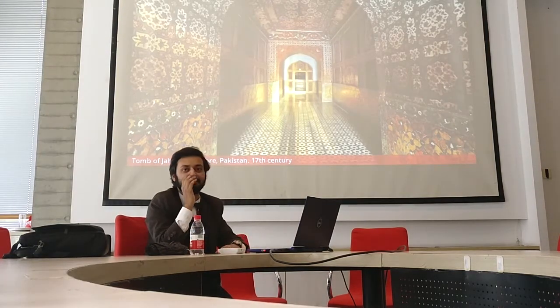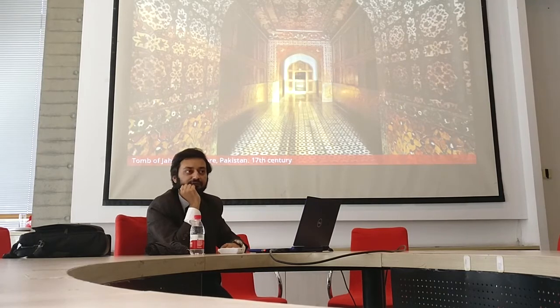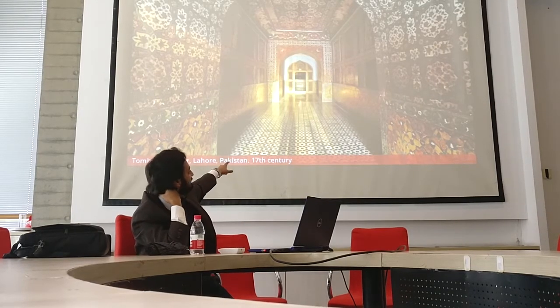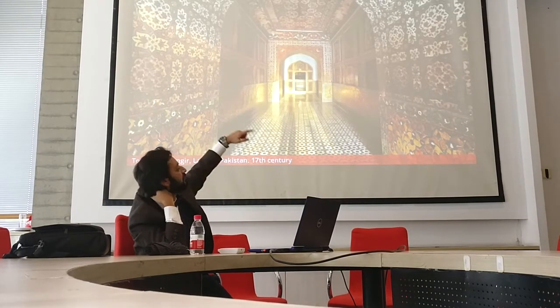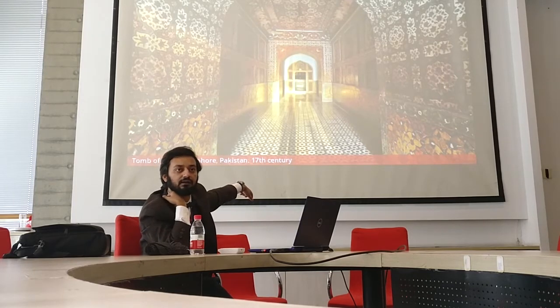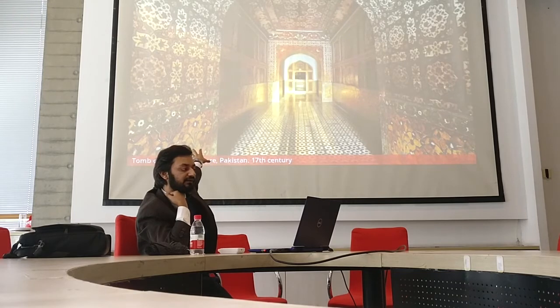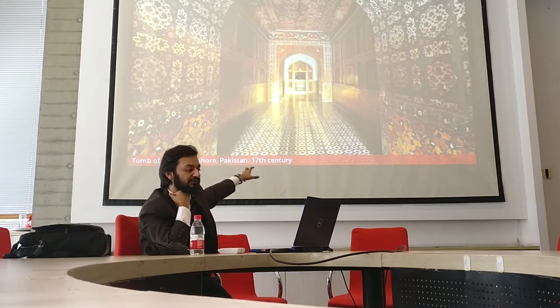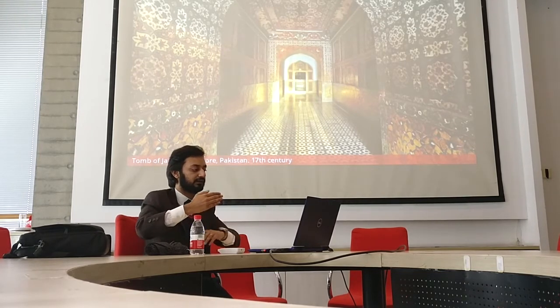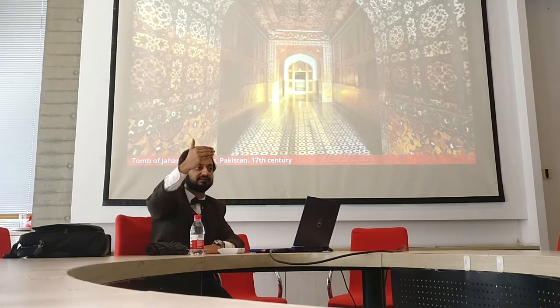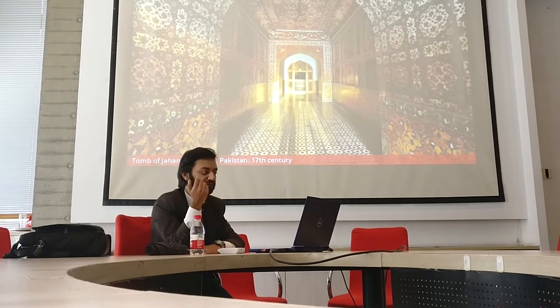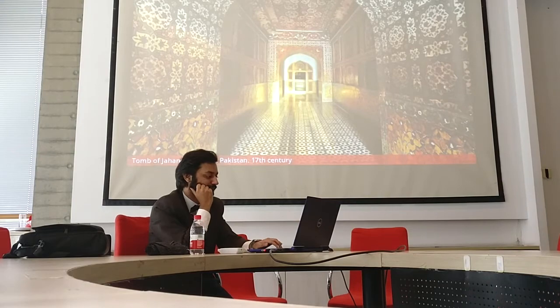This is the main entrance to the tomb, and you can see the level of complexity that they had achieved by the 17th century in terms of pattern making. They started with very simple hexagonal patterns with very simple circles, and now they are even beyond dual level designs and designs which are very hard to decode.